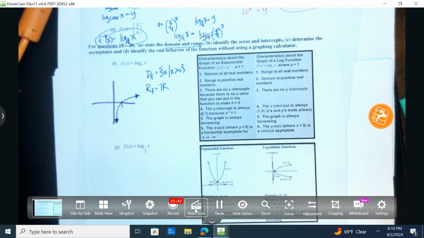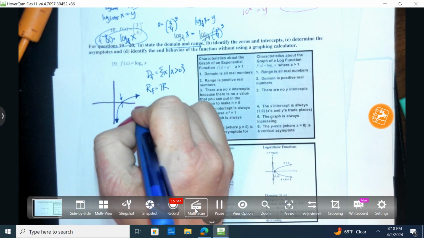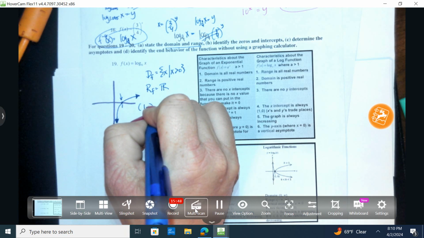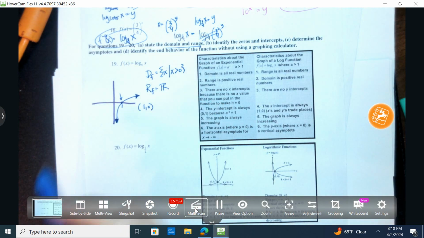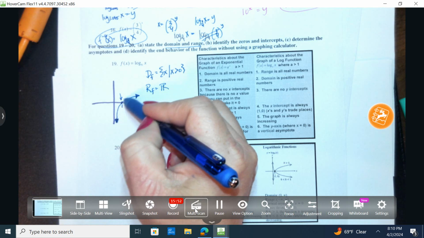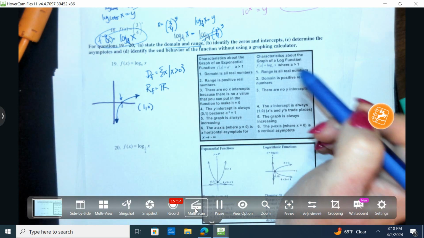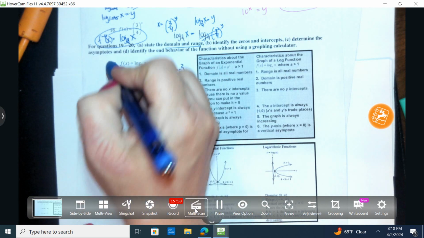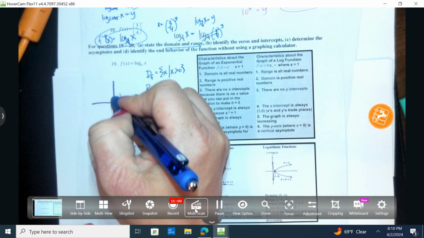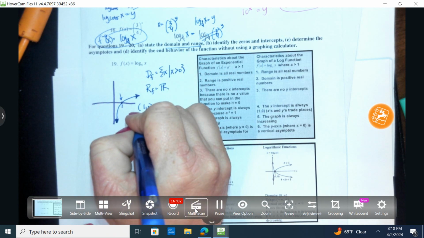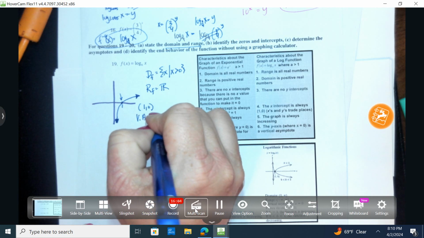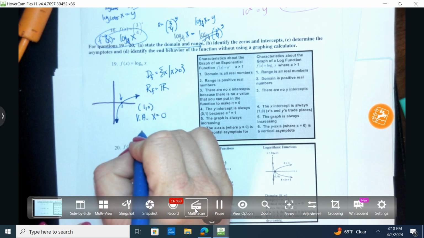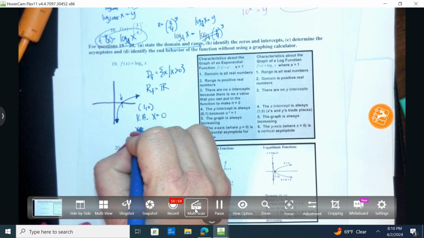Let's identify the zeros. So what is the zero of this function? We have an x-intercept at 1, 0, and there is no y-intercept. Why again? Because this function never crosses the y-axis. Let's determine the asymptotes. So we have an asymptote here right along this line that corresponds to the y-axis. So we have a vertical asymptote of x equals 0. That's the equation of the asymptote. Now let's do the end behavior.